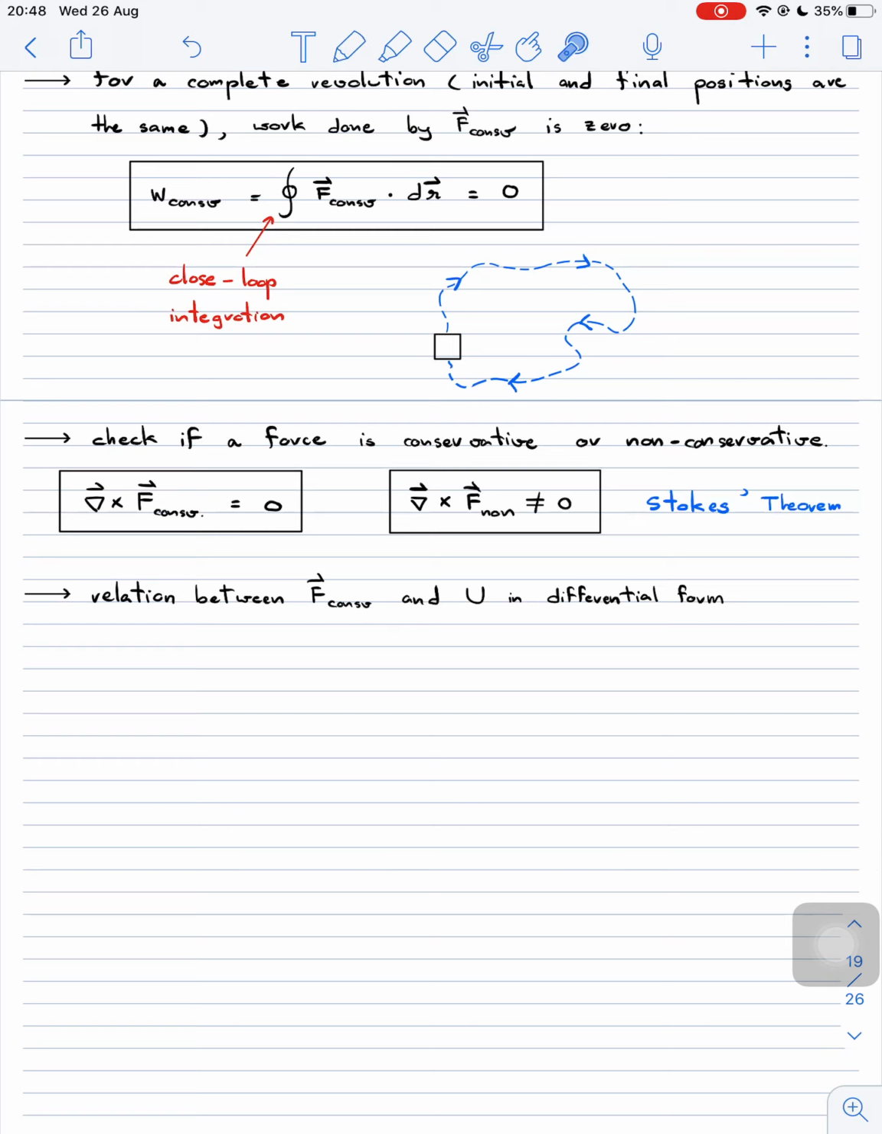You need to remember how to use these two equations: for the conservative force, the curl equals zero, and for the non-conservative force, the curl is not equal to zero here.